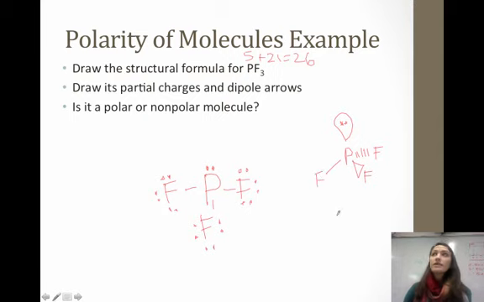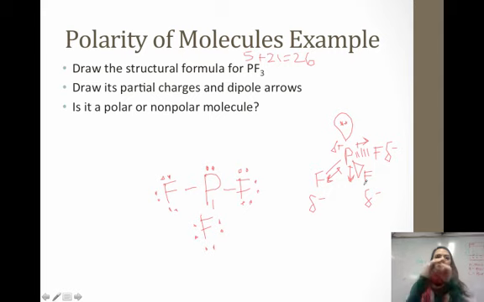When I draw these, I have to look and see between phosphorus and fluorine which is more electronegative. Well, fluorine. Fluorine is the most electronegative, so that's where my sigma minuses are going to go: sigma minus, sigma minus, sigma minus. Right on the phosphorus is going to be a sigma plus. Along each of these bonds, I'm going to draw a dipole arrow headed towards the more negative thing, which is the fluorine. Towards the fluorine, towards the fluorine. Don't forget to cross the ends of each of them, okay?